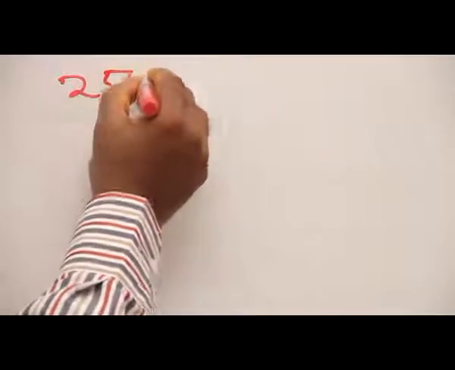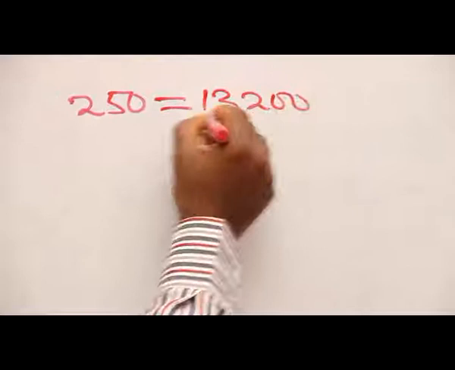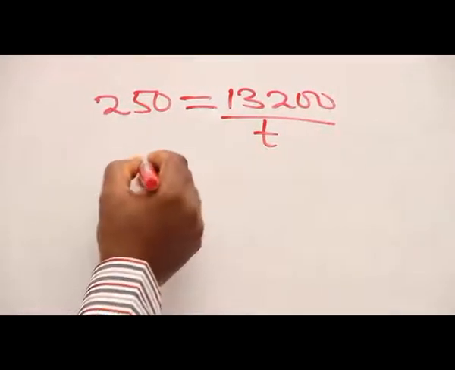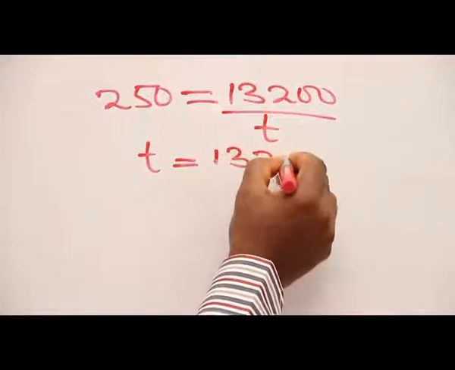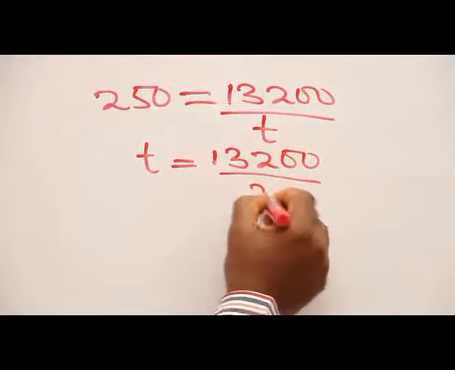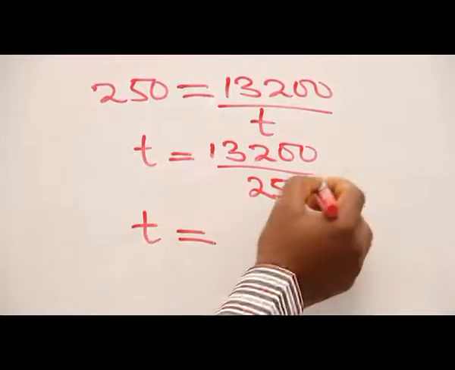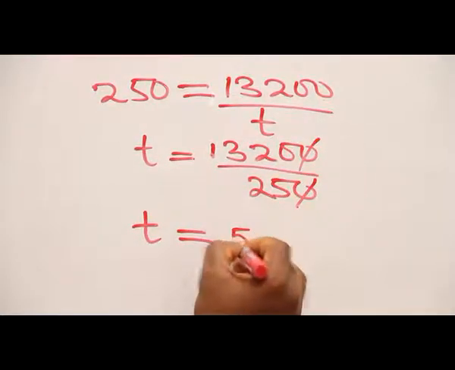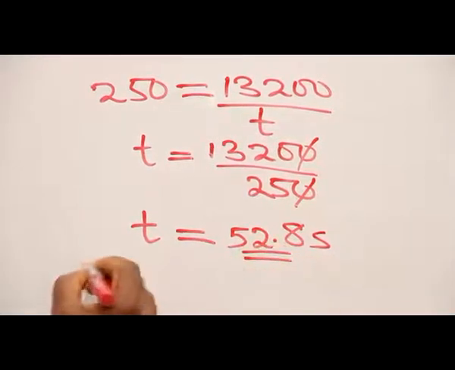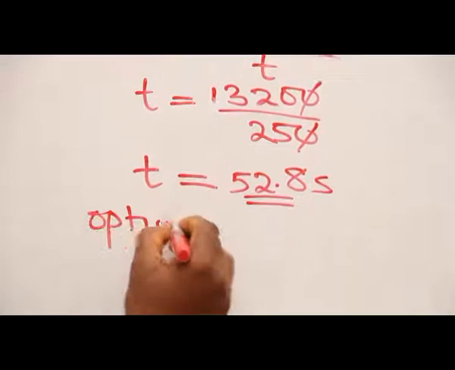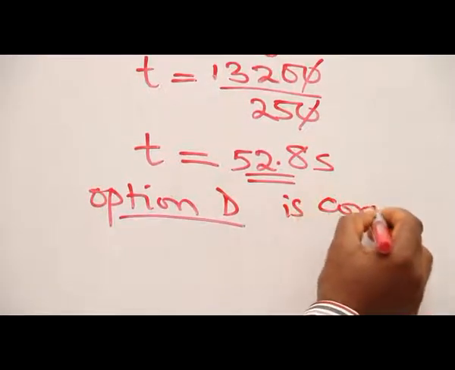250 is equal to 13200 divided by the time taken. Time taken is therefore 13200 divided by 250. When we divide, this will give us 52.8 seconds. Option D is correct.